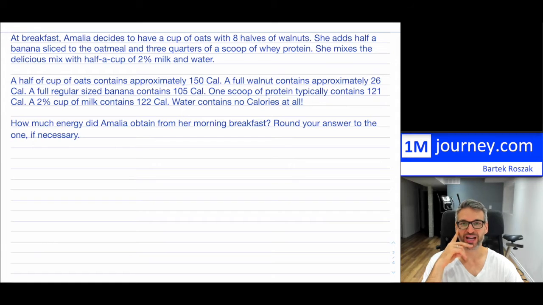Water contains no calories. So water is, I guess, a good one if you're trying to avoid the calories. In any case, that's a lot of information that we have there, right? Now, at the end, it says, how much energy did Amalia obtain from her morning breakfast? Round your answer to the 1 if necessary. And that last final thing is what step 1 is all about.